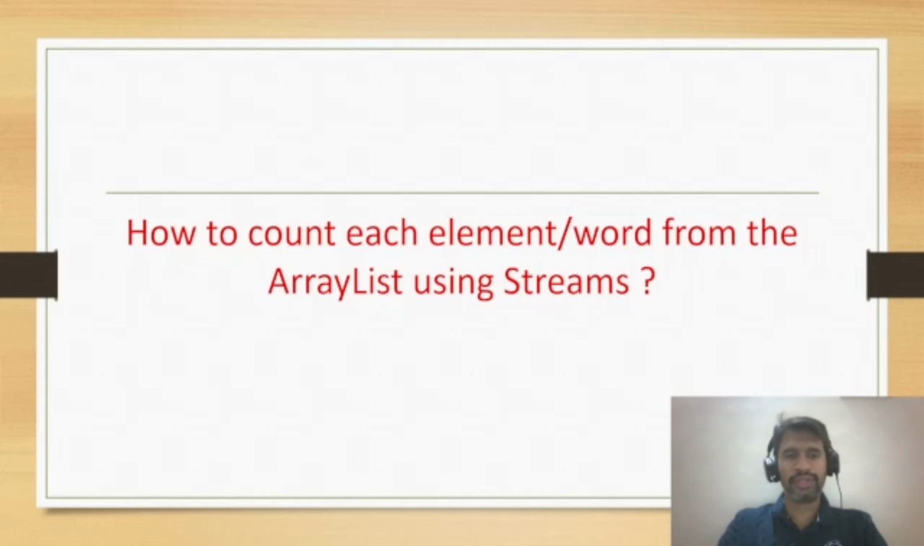So the first question is how to count each element or word from the array list using streams. The question is pretty straightforward. We'll have an array list of elements, and we have to count each element or word from it. We'll go with maybe a list of strings and let's see how to count each of that.